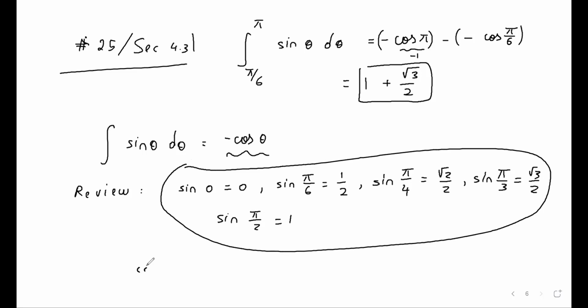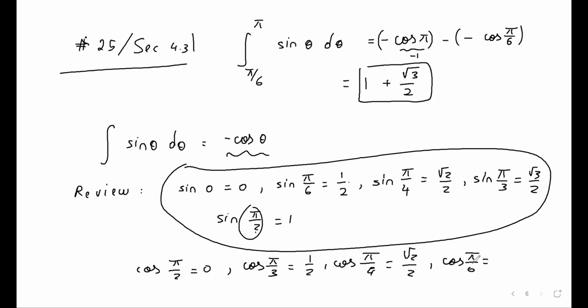The values of cosine go exactly opposite. So if the values of sine are 0, 1/2, square root of 2 over 2, square root of 3 over 2, 1, the values of cosine go exactly opposite. So you start with the last angle here: cosine of pi over 2 is 0. The one before that is cosine of pi over 3, which turns out to be 1/2, cosine of pi over 4, which turns out to be square root of 2 over 2, and cosine of pi over 6 is square root of 3 over 2.